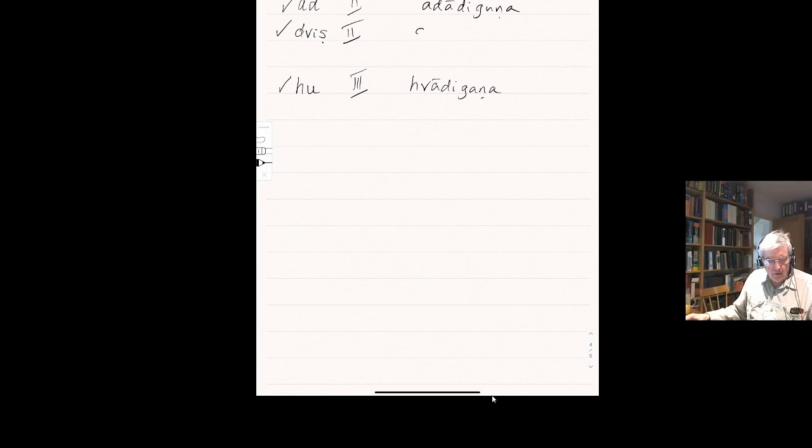We now jump to the seventh. We've done the fourth, of course, that's a ya class verb. The fifth and the eighth we will do together for reasons that you will see very soon. So we'll now go to class 7. And class 7 is the rudh class. So that is the rudhadi gana.